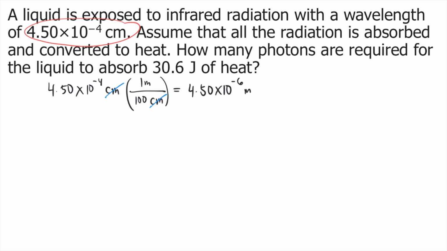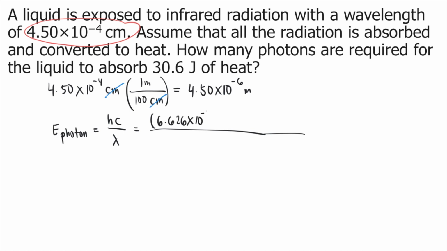Now that you have the wavelength in meters, you can now use the equation to solve for the energy of a photon. So if you can recall the equation, the energy of a photon is equal to hc divided by lambda. H is the Planck's constant. You should have memorized the value of the Planck's constant, which is equal to 6.626 times 10 to the negative 34 joule second.